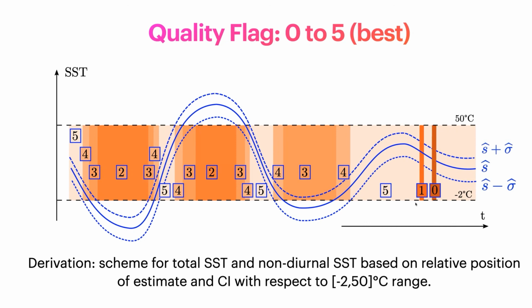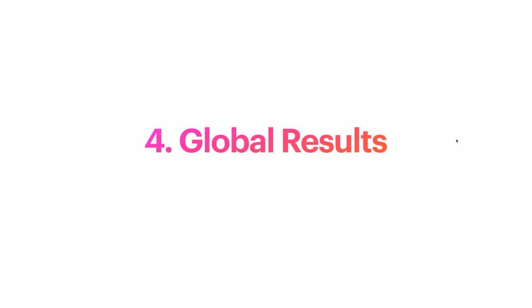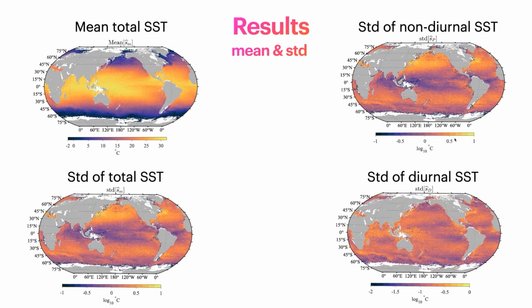We have also been able to derive a quality flag to aid the interpretation and use of the data. We've derived quality flags for the non-diurnal component, the diurnal component, and the total component. The scheme, which I will gloss over, is described in the paper. We basically consider the estimates and their uncertainty confidence interval with respect to a range of physically plausible values of SST.